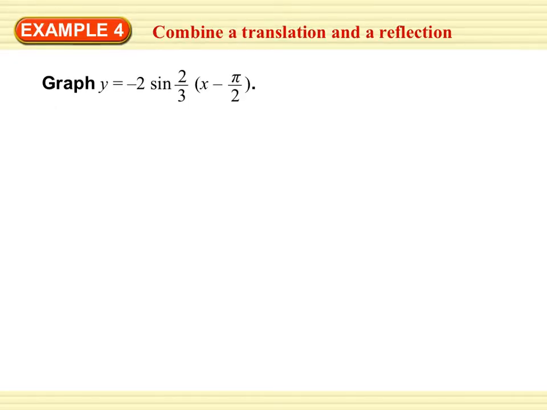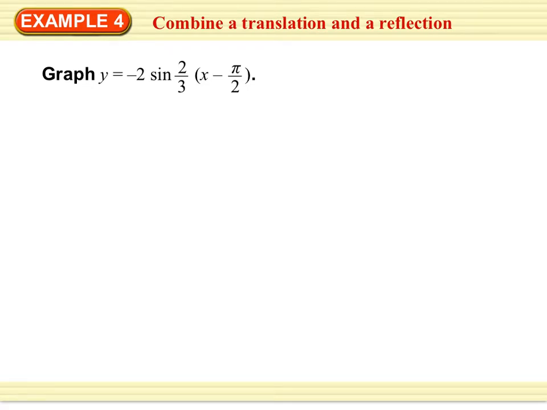Right, now we're going to continue on with lesson 10.2. We're going to combine a translation and a reflection. So what you see here is a reflection. When your leading coefficient is negative, your function reflects over the x-axis.